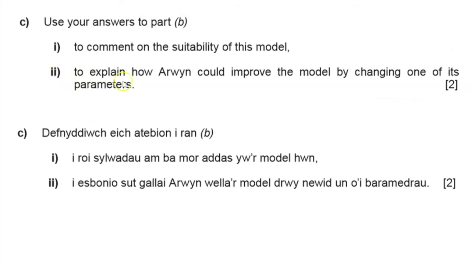Part 2. Explain how Owen could improve the model by changing one of its parameters. Well, the parameters of a normal distribution are its mean and its standard deviation. So let's think about how these parameters could change the model and the results that we got.